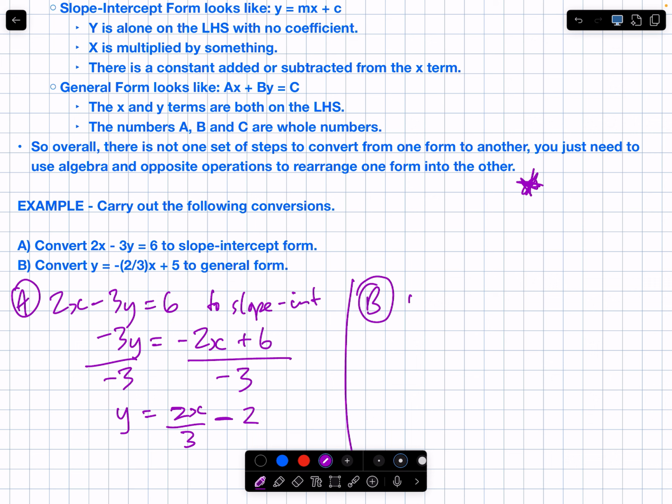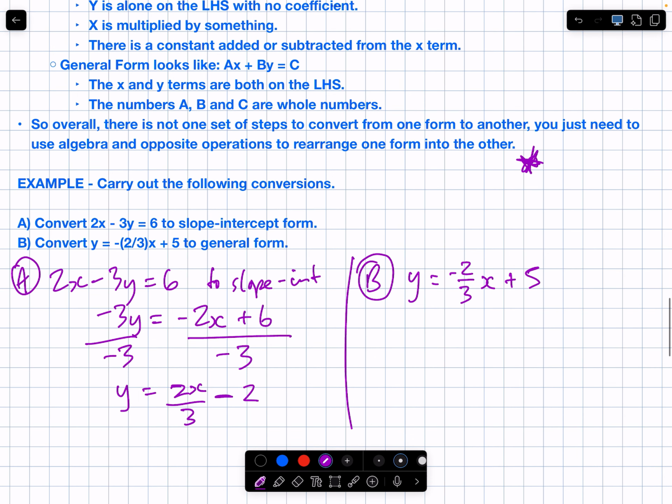And then b, y is equal to negative 2 on 3x plus 5. So what's general form about? I've got x and y both on the left-hand side. Right now, y is by itself. So what's the opposite of negative 2/3 x? What's the opposite of taking 2/3 x? Adding 2/3. So you're going to have 2/3 x plus y equals 5.